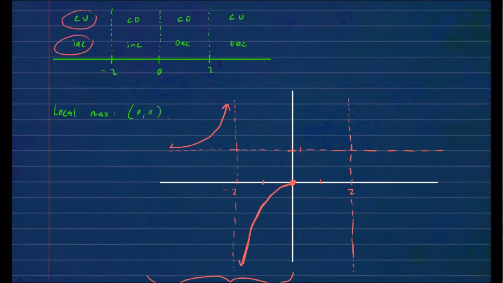And now let's focus on this interval right here, 0 to 2. So that's this interval right here, decreasing and concave down. So we continue to concave down and that's decreasing right here. So you can see that this is increasing and then this is decreasing. All right, so we got that figured out.